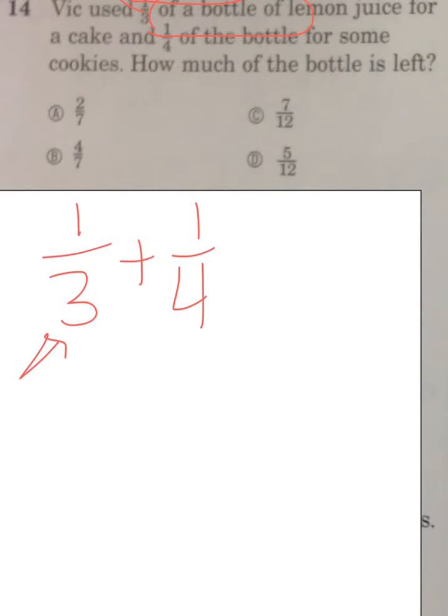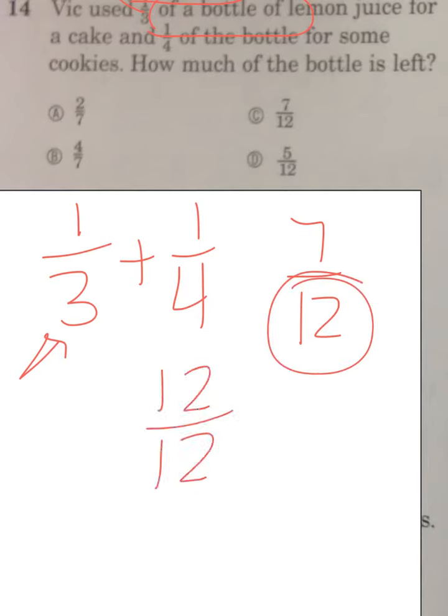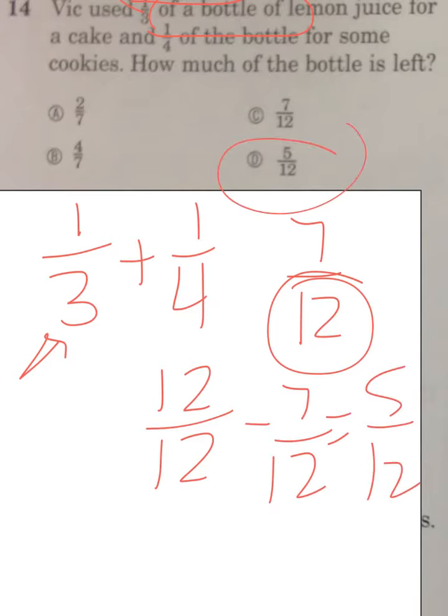7/12. Now we're not done because we want to know how much is left. So in a whole bottle, we look at the denominator, and a whole bottle would be 12/12. If you subtract 7/12 from 12/12, you get 5/12, which is D. If you picked C, you didn't go far enough and find how much of the bottle is left. Make sure you always answer the question.